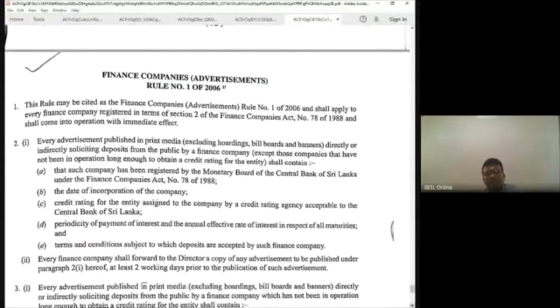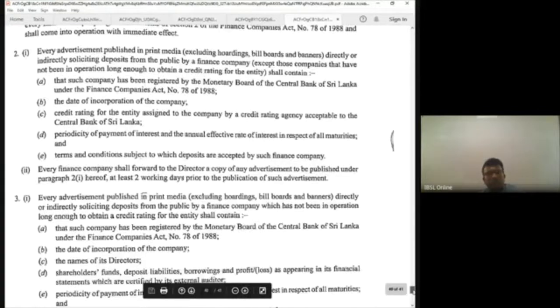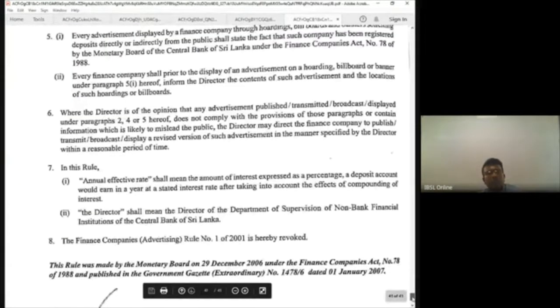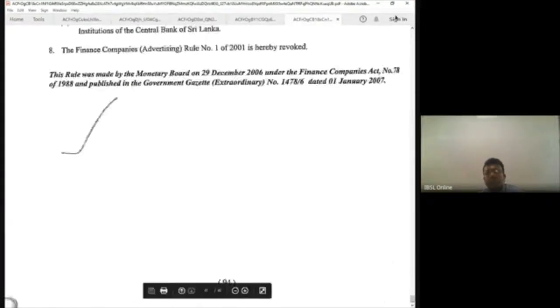Advertisements. Every advertisement in published print media, excluding hoardings, billboards, and banners, directly or indirectly soliciting deposits from the general public shall contain the licensed company, date of incorporation, credit rating, periodicity of payment, terms and conditions. Okay, right.